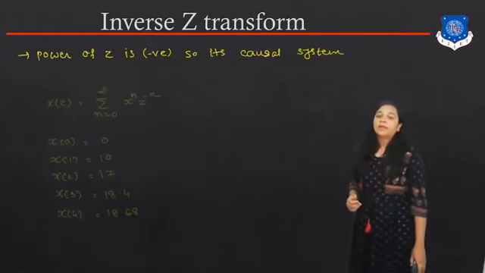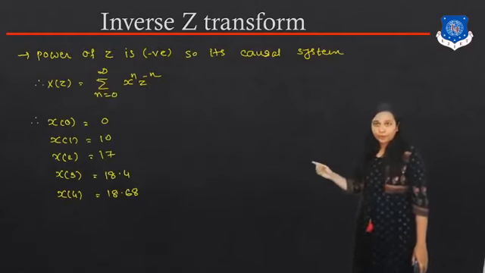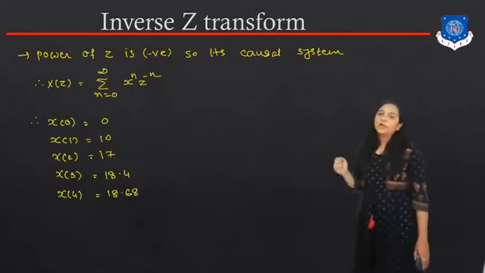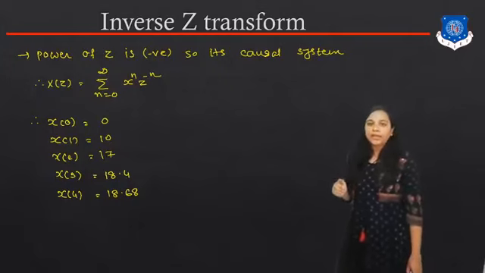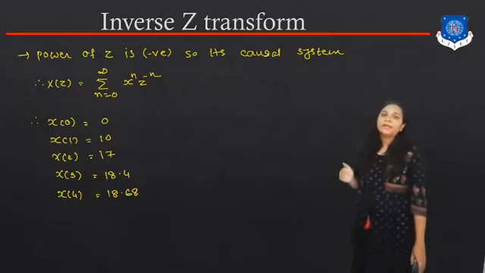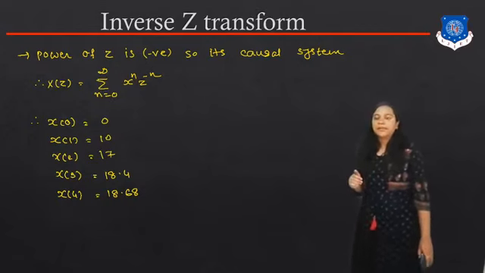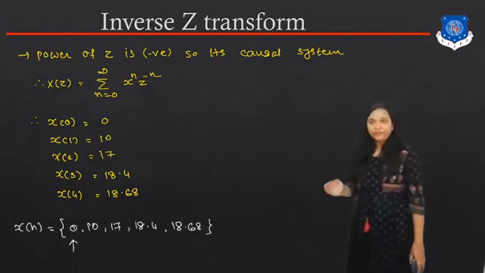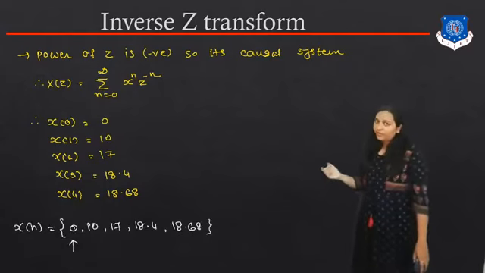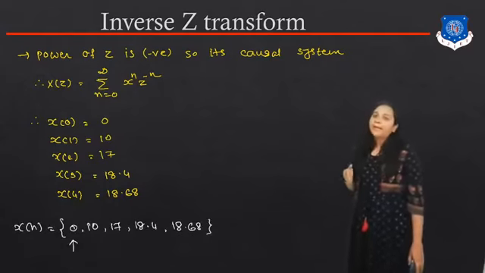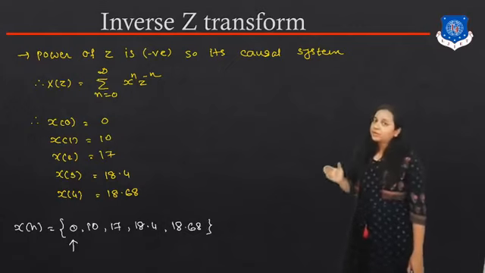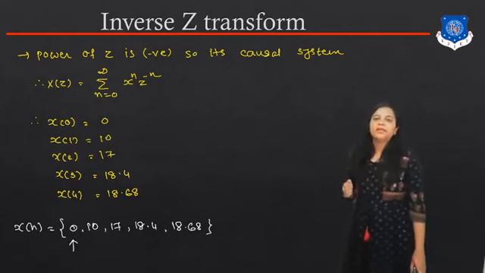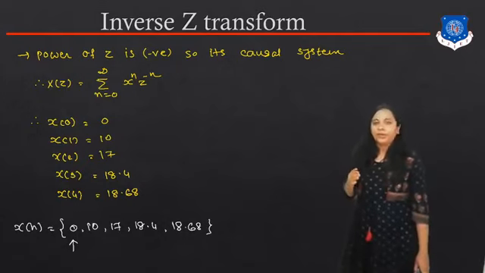So for that, we can get x of 0 is equal to 0, x of 1 that is equal to 10, x of 2 is equal to 17, x of 3 that is equal to 18.4, and x of 4 that is equal to 18.68. So our final answer x of n, we can also write x of k, that is equal to, in the curly bracket, the coefficients of x of 0, 1, 2, 3, 4, and it is nothing but 0, 10, 17, 18.4 and 18.68.